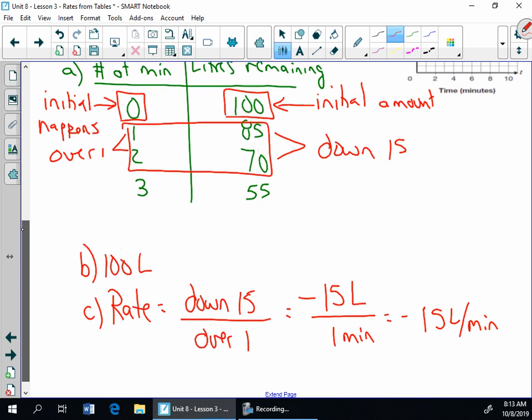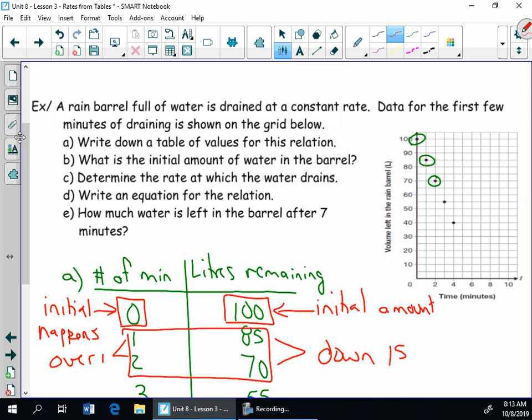Okay. If I go back to the graph for just a second, just to show you how this worked. If I did my triangle, I went down from 100 to 85. I went over 1. It's the exact same information, but it's getting from the table. Just be careful that the triangle, the second column goes first. That's the top part of your triangle.